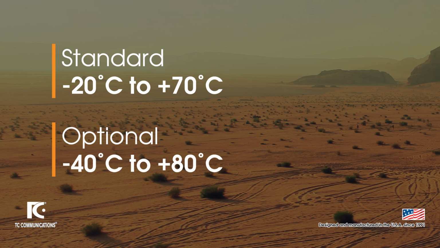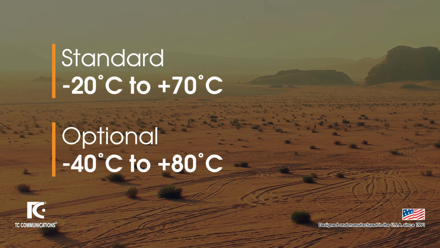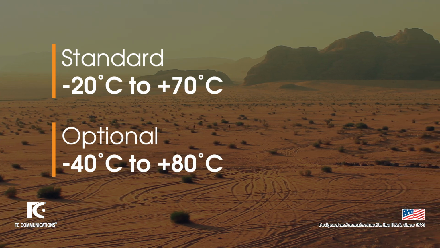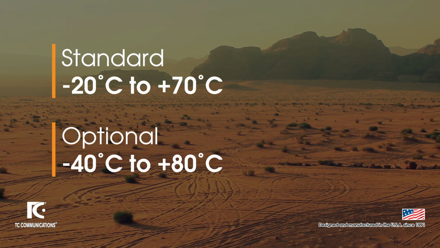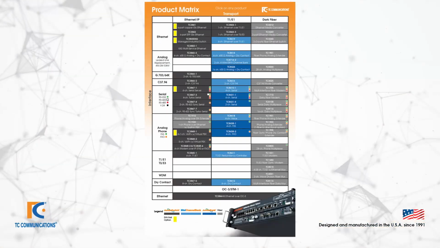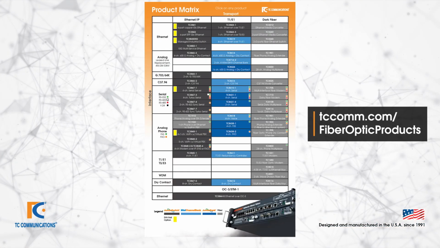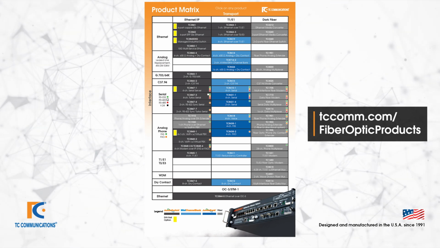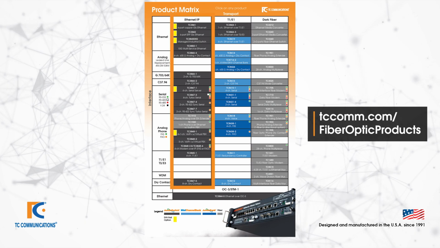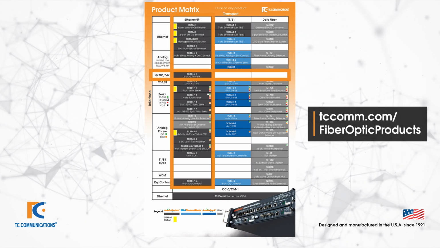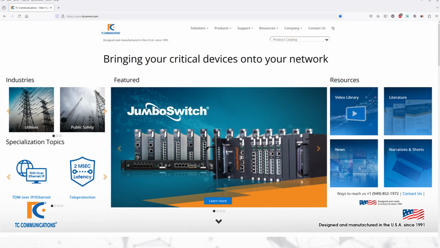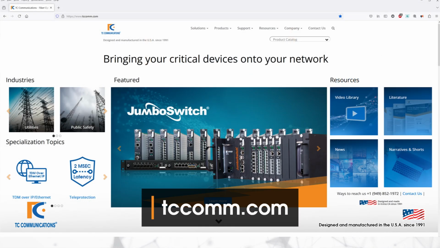It's worth mentioning that all TCCommInc products can operate within a standard temperature range of -20 to 70 degrees Celsius, and an extended temperature option is available from -40 to 80 degrees Celsius. Also, the easiest way to find any of our products you might be looking for is by referencing our product matrix. Simply choose your transport column followed by your interface row, and the product you're looking for will be at that intersection. For more information, please visit TCComm.com.